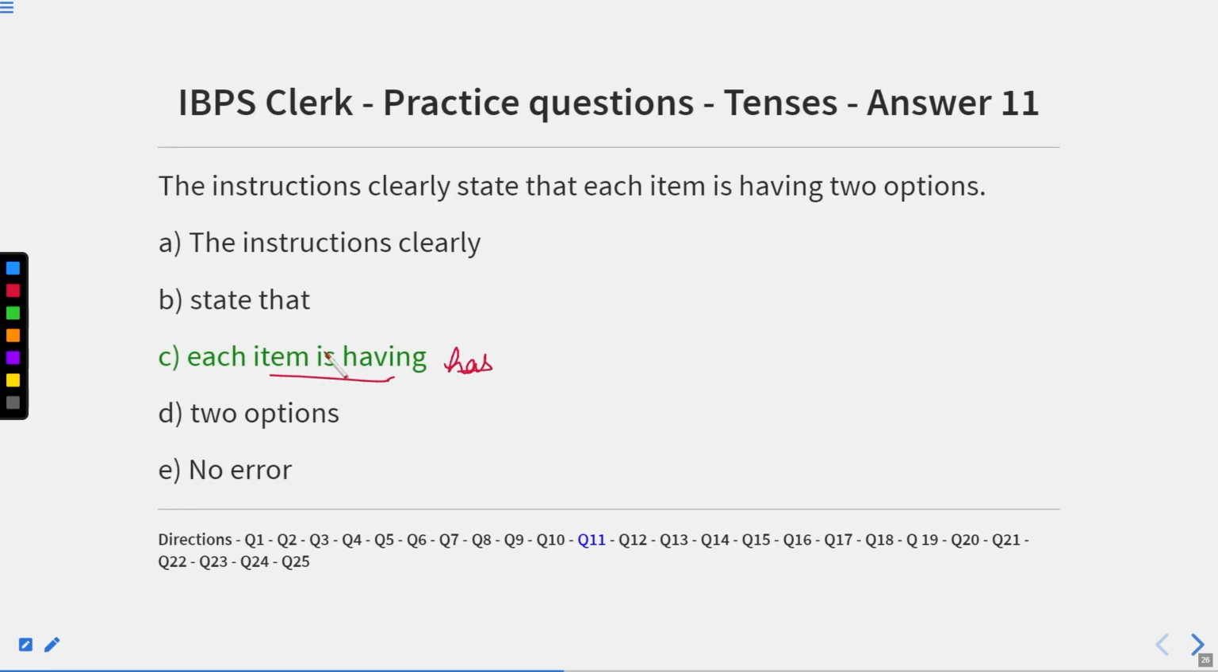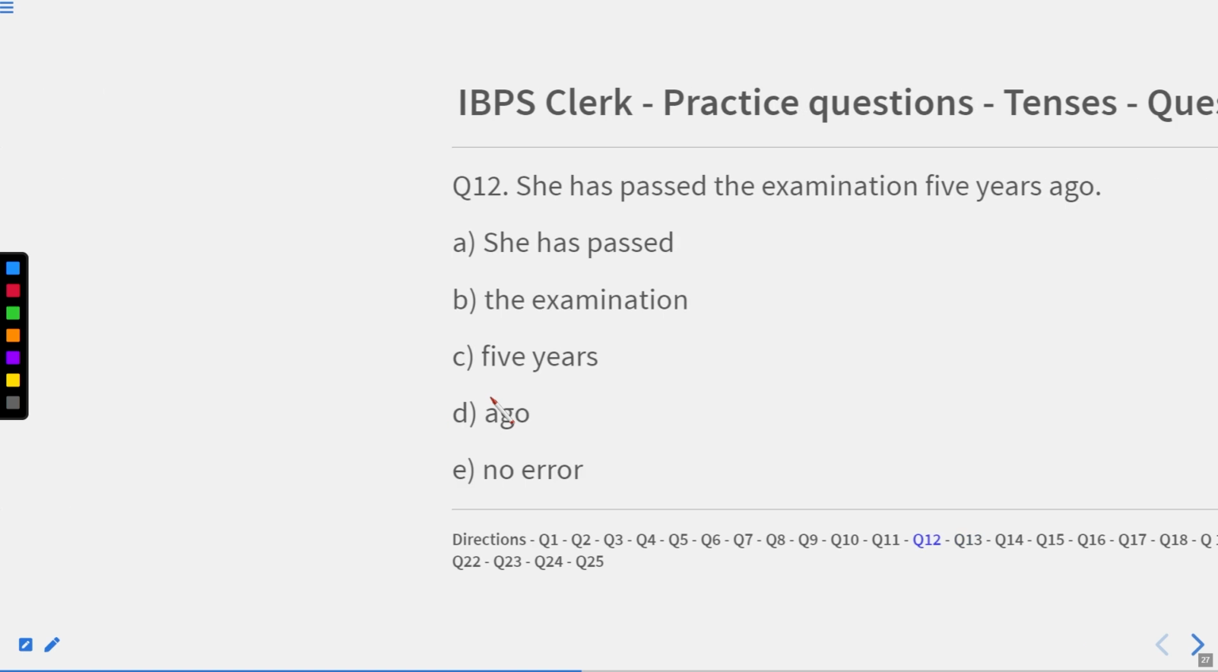So the error is in part C, where "having" should be replaced with "has", because it is actually the main verb to show the possession. What does it possess? The instruction clearly states that each item has two options. So this will be the correct sentence. Now let us move to the next one.